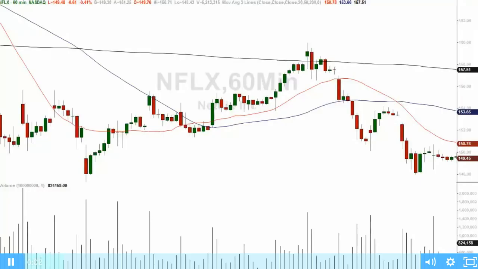Continuing on with our theme of fan favorites, we're going to take a look at Netflix, and in this case, we're going to look at a 60-minute chart and see what we can find. Remember, we're looking for consistencies with the methodology, with the principles that you've learned, and how they can be applied to any stock, any instrument, any commodity, any chart time frame, anything at all. The name doesn't matter. The time frame doesn't matter.